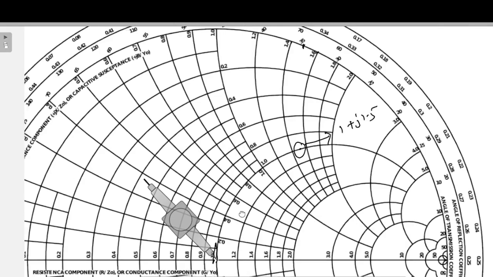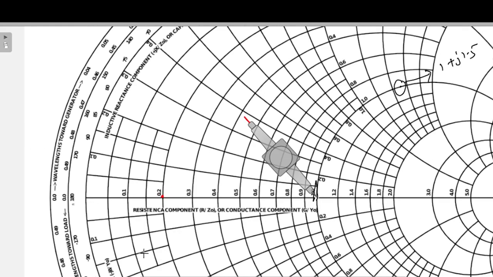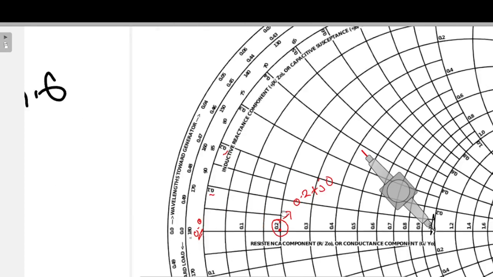So simple. The next one is 0.2 plus J0. The 0.2 circle is here and the imaginary part is 0. Where is imaginary part 0? Here you can see 0.1, 0.2, and so on, increasing. So obviously this point is where the imaginary part is 0. This is the second point, 0.2 plus J0, the answer to the second one.